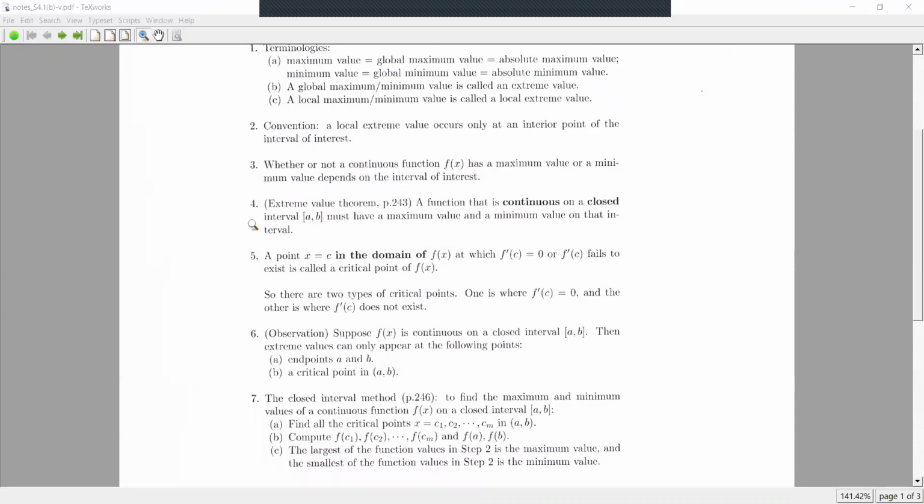Review number 4, extreme value theorem. This theorem guarantees a maximum and a minimum exist under some conditions. This theorem says that a function that is continuous on a closed interval must have a maximum value and a minimum value on the interval.